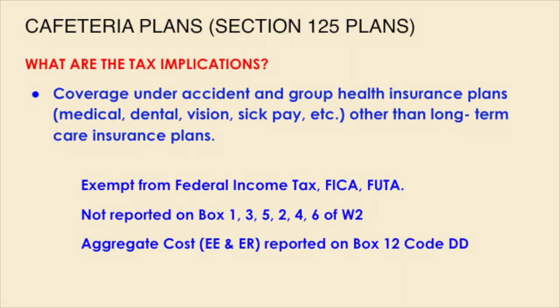Let's understand the tax implication of certain benefits purchased under Cafeteria Plan. First one is health insurance. So the coverage under accident and group health insurance plan, medical, dental, vision, etc., other than the long-term care insurance plan is exempt from federal income tax, Social Security, Medicare, and future taxes. So it's not reported on box 1, 3, 5, 2, 4, 6 of the W-2. And the aggregate cost of employee and employer is reported on box 12 code DD.